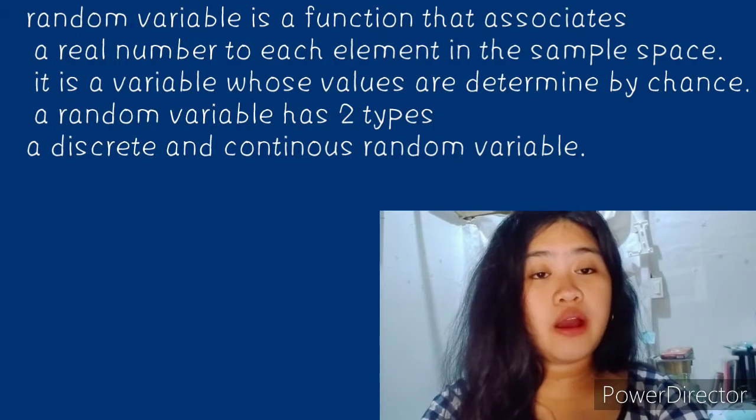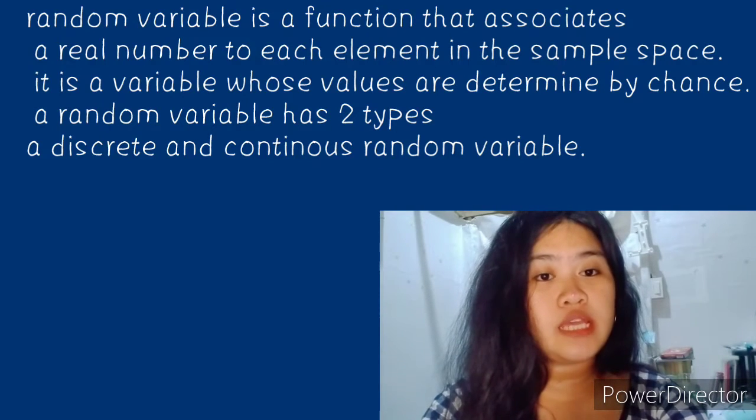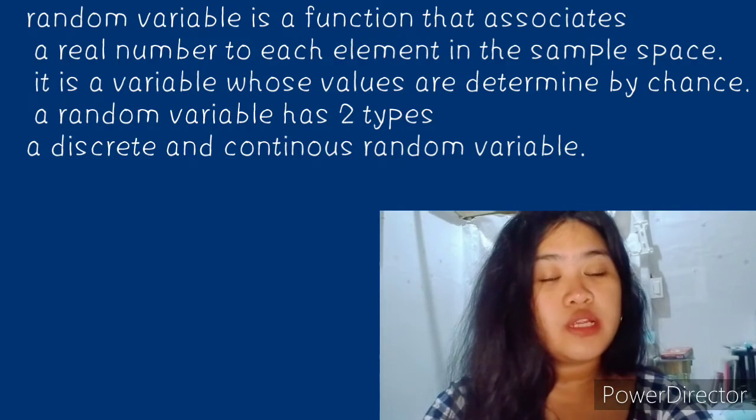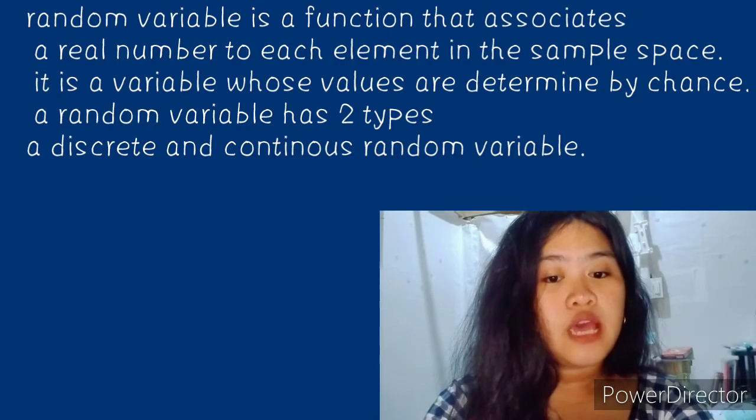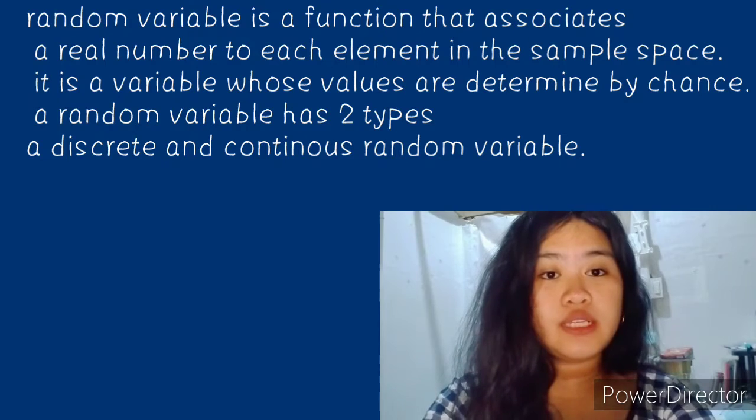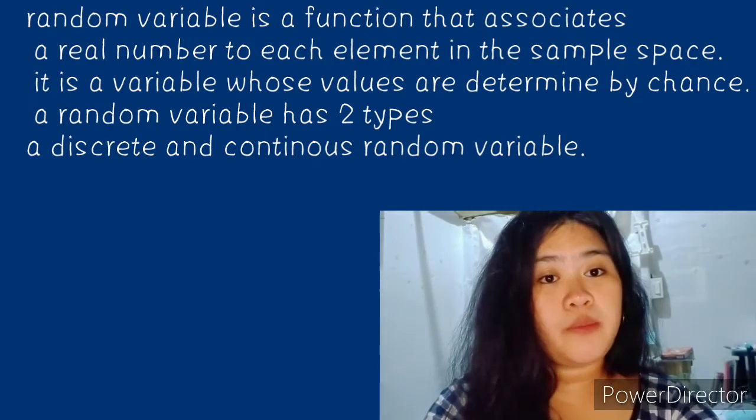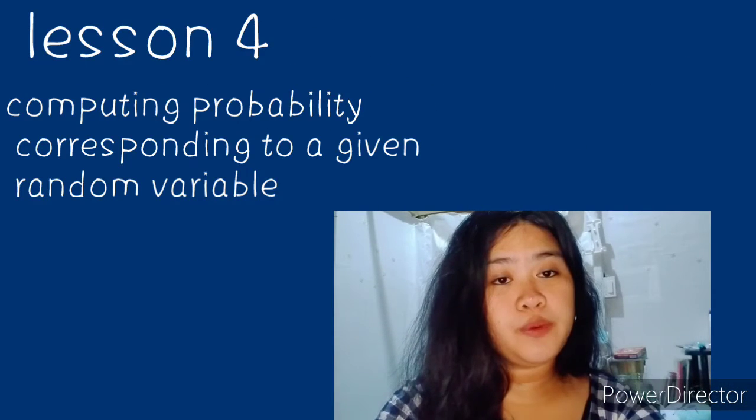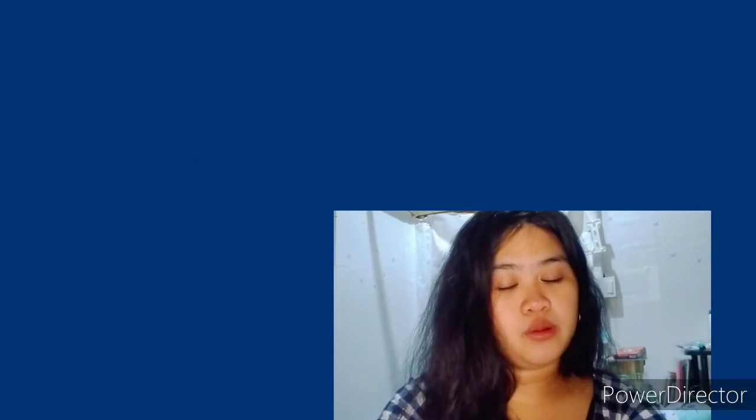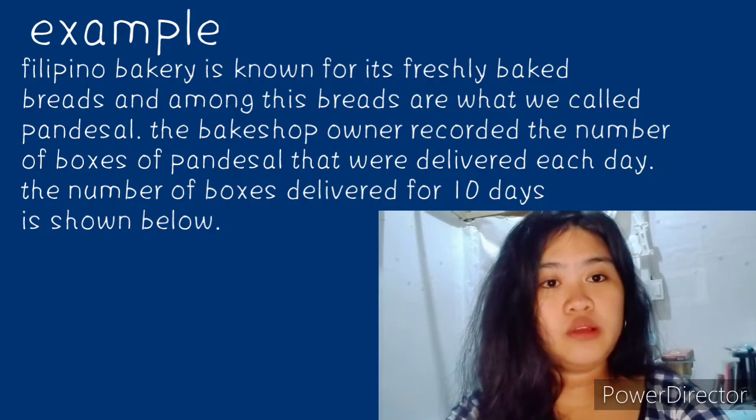A random variable is a function that associates a real number to each element in the sample space. It is a variable whose values are determined by chance. A random variable has two types, the discrete and continuous random variable. So, I chose the topic from random variable, lesson 4, which is computing probability corresponding to a given random variable. Here is our example.